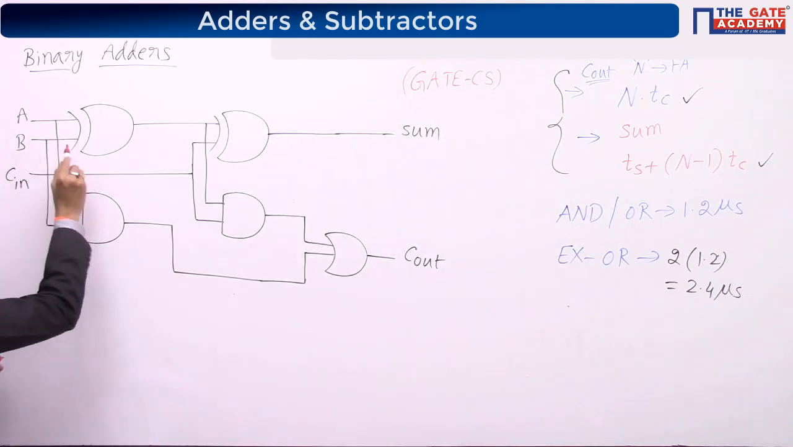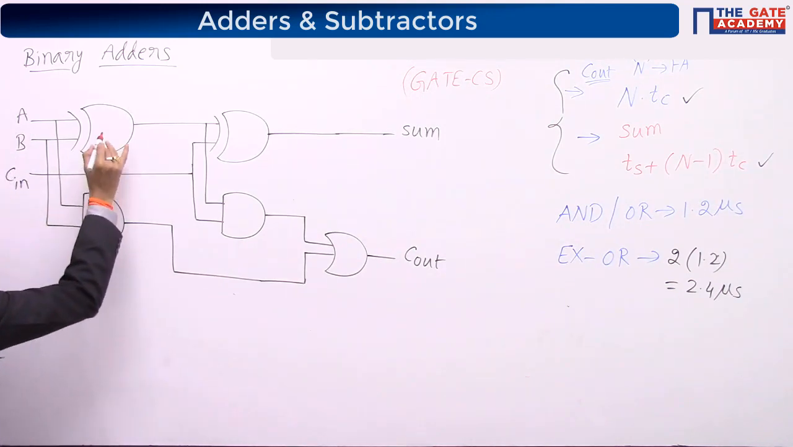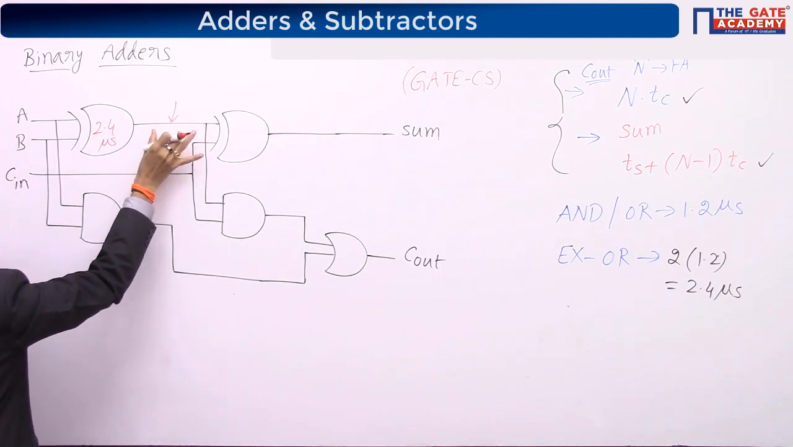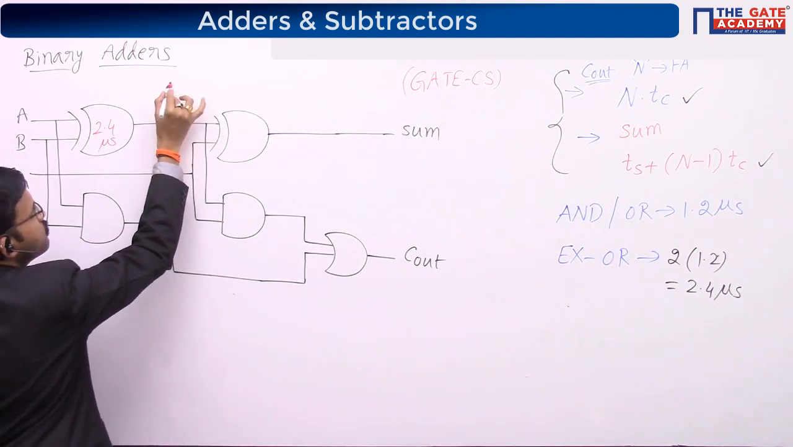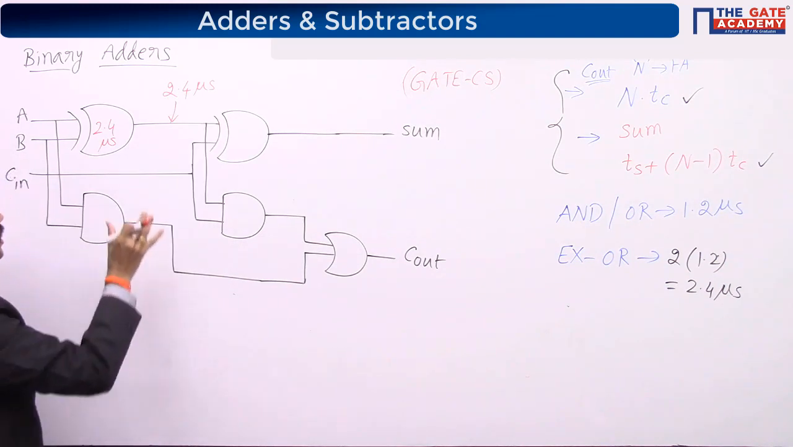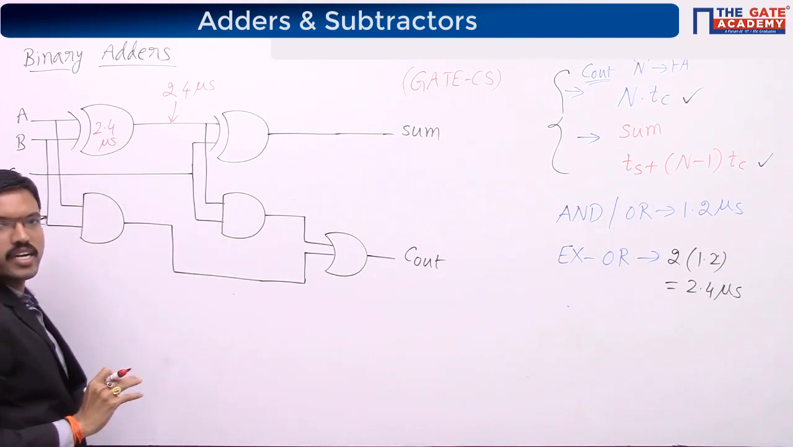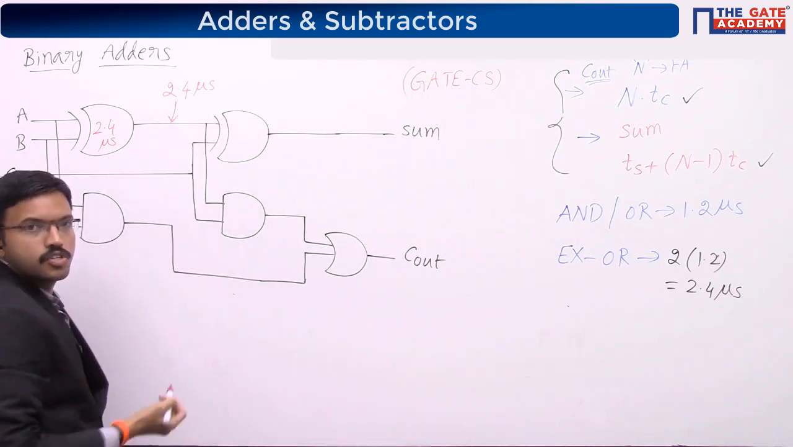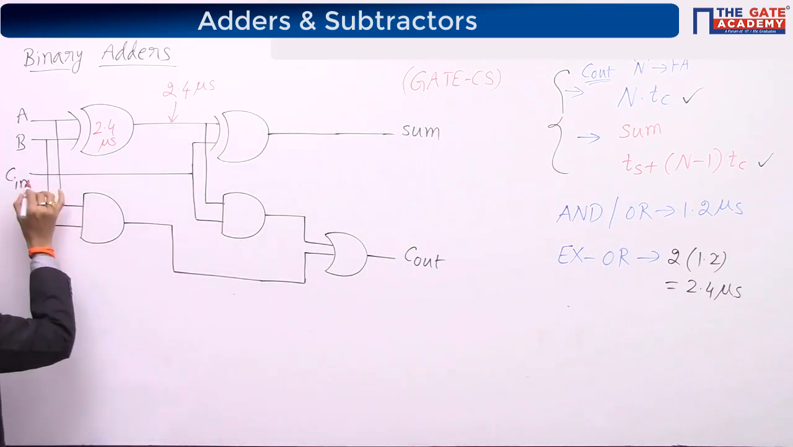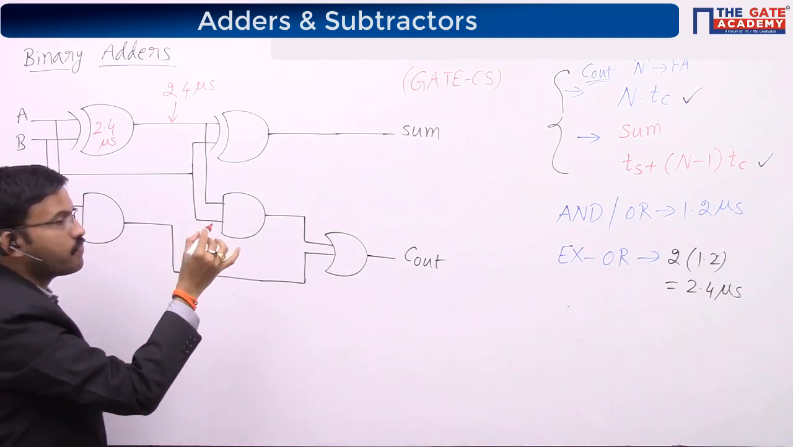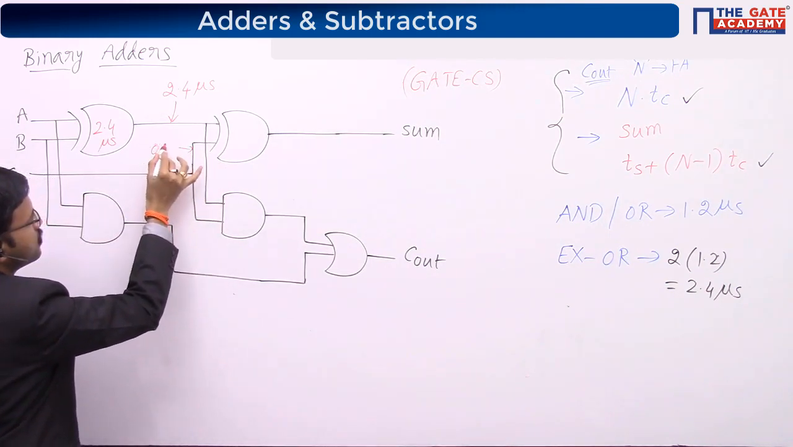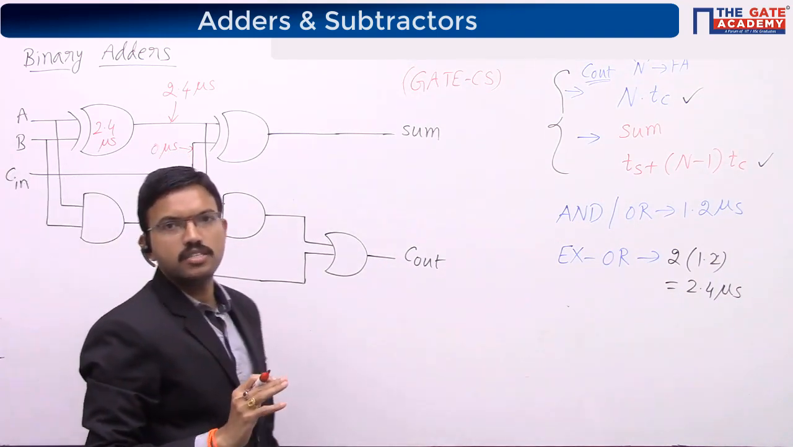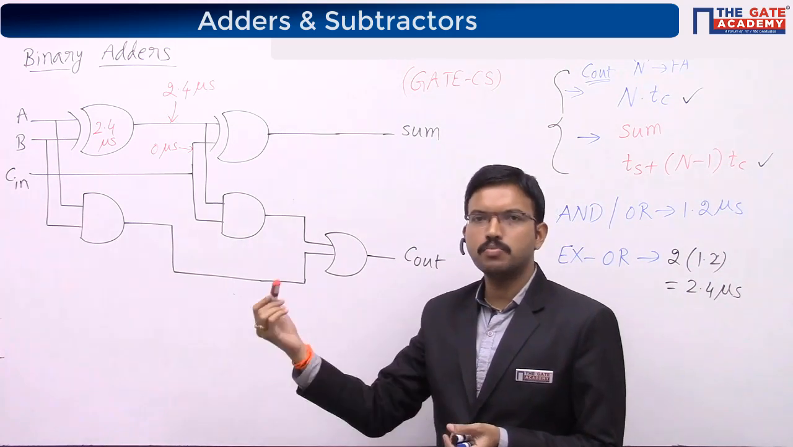Here we are giving the A, B inputs directly, right? But this particular exclusive OR gate is taking 2.4 microseconds. This output will be available at 2.4 microseconds. So after giving the inputs, in order to get the output, it requires 2.4 microseconds. Now, the other input, Cin, we are directly giving. That means there is no delay here, you can say 0 microsecond. So here our intention is what? Worst case delay or maximum propagation time.